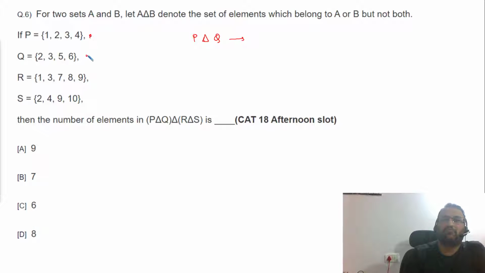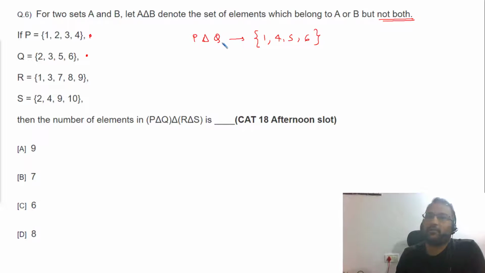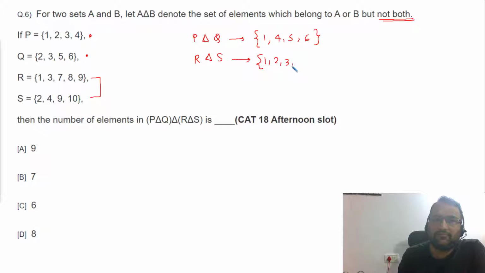P triangle Q, we are supposed to exclude the common elements. So the set will become how much? 1, 2 is a common element, 3 is a common element, 4, 5, 6, they are not common elements. This is the value of P triangle Q. After that R triangle S. Okay, R triangle S, we need to exclude the common elements. 1, 2, 3, 4, then 7, 8, 9 is a common element, so we are not supposed to consider 9, and then 10.